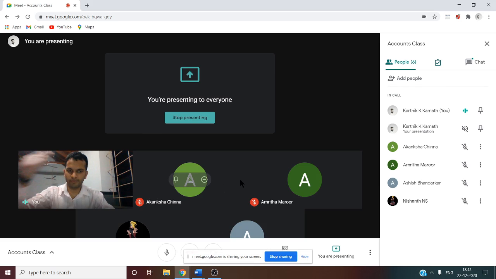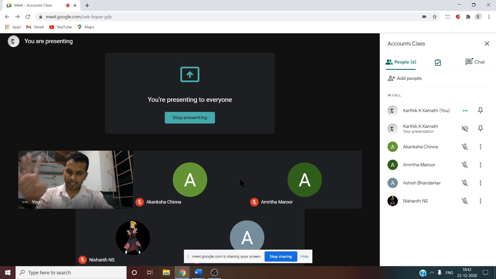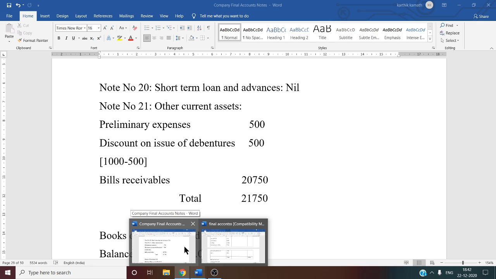Now we have prepared all the working notes. So now it is very easy. Once you have done all the working notes, 1 to 21, now we have to prepare the vertical form of balance sheet. Let us see now. Final step in solving the problem: vertical form of balance sheet.